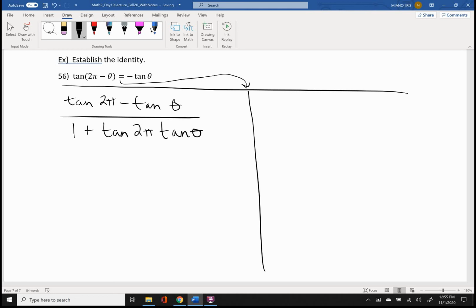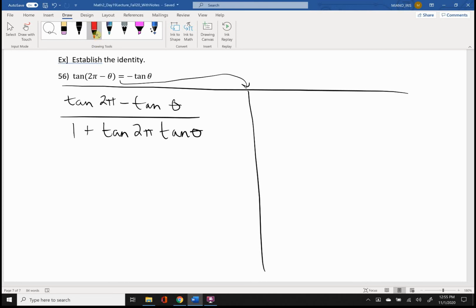Okay, now tangent of 2 pi, that's something that we can calculate. So the tangent of 2 pi is the same as the sine of 2 pi over the cosine of 2 pi. What's the sine of 2 pi? Does anybody know? Well, it's 0. So if the sine of 2 pi is 0, the tangent of 2 pi is 0.